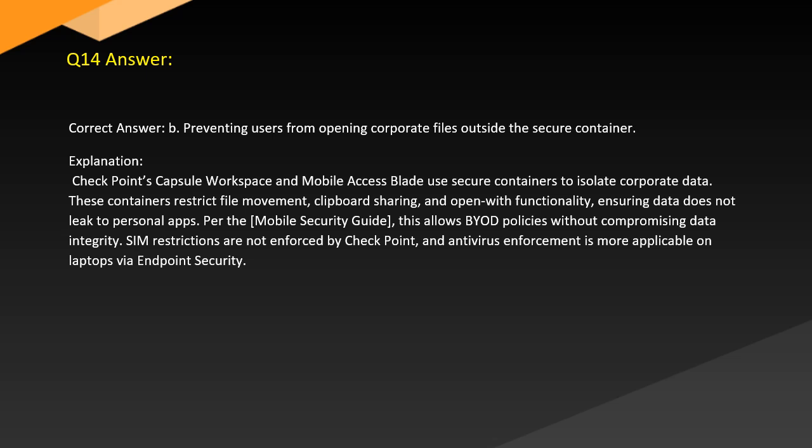Answer. Correct answer: B. Preventing users from opening corporate files outside the secure container. Explanation. Check Point's Capsule Workspace and Mobile Access Blade use secure containers to isolate corporate data. These containers restrict file movement, clipboard sharing, and open-with functionality, ensuring data does not leak to personal apps. Per the Mobile Security Guide, this allows BYOD policies without compromising data integrity. OS version restrictions are not enforced by Check Point, and antivirus enforcement is more applicable on laptops via endpoint security.